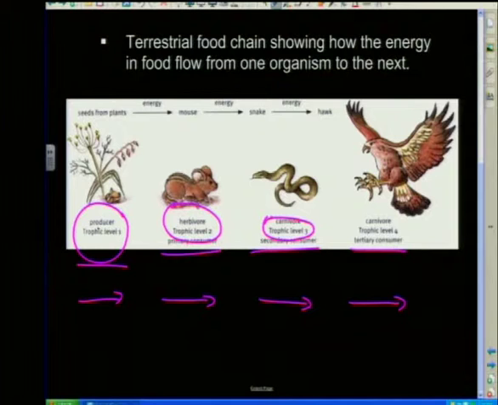Our decomposers would come in along the food chain at various trophic levels, and they will then be responsible for breaking down the dead organic matter and returning those nutrients back into the soil.